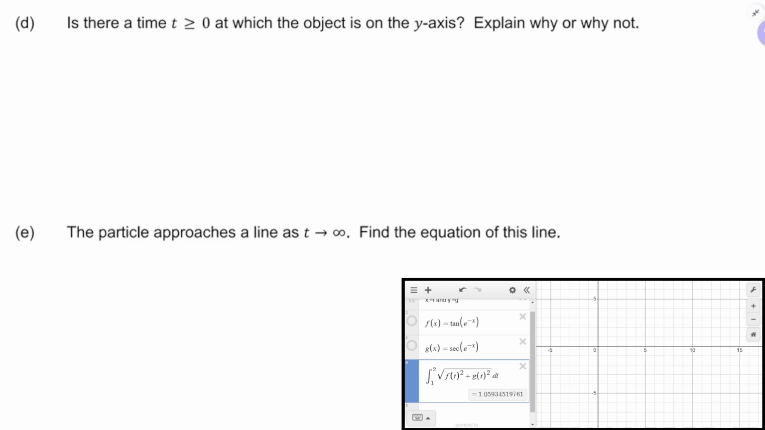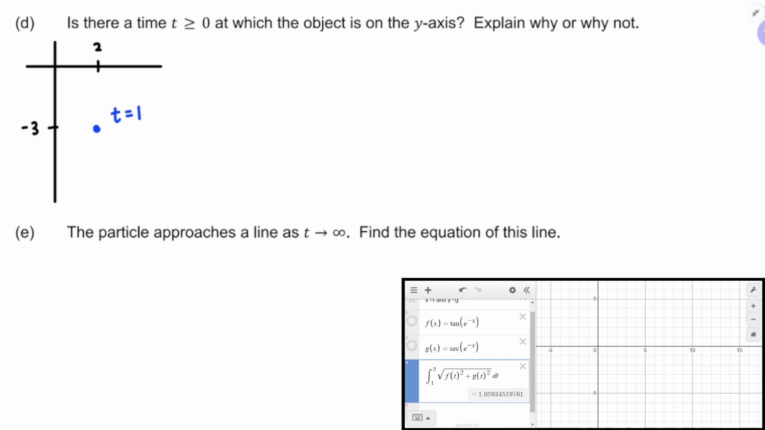Is there a time t greater than or equal to 0 at which the object is on the y-axis? Explain why or why not. Okay, I'm going to draw a picture of what I know for sure right now. And that's that at t equals 1, the object is at the point (2, -3). I think that might help me think about what would need to happen if the object was on the y-axis, right?